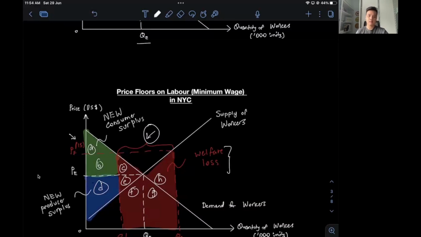And lastly, most importantly, price floors only benefit producers, be it producers of agricultural products or producers of labor like workers. And this as a whole makes consumers and the governments worse off because of opportunity costs incurred or higher prices that need to be paid.